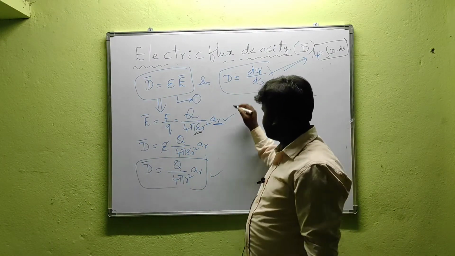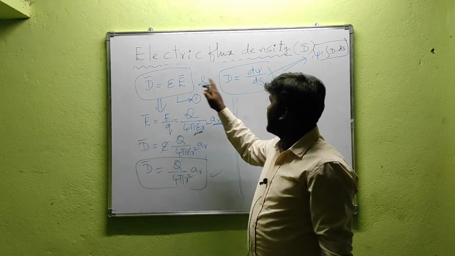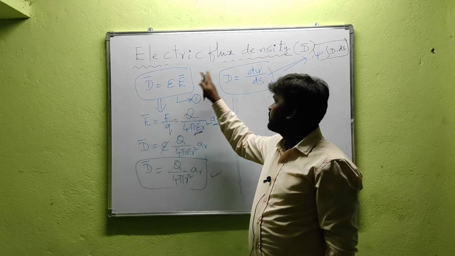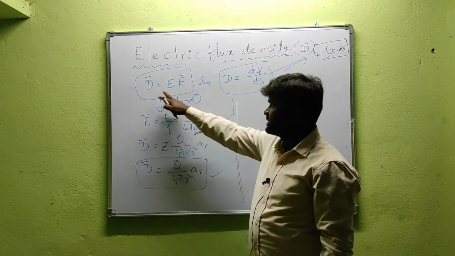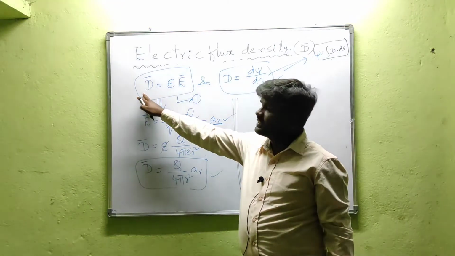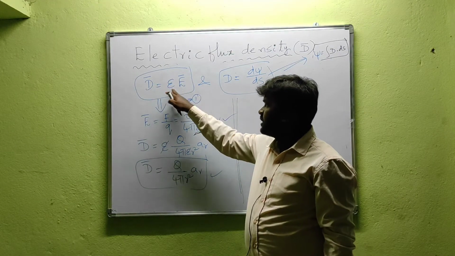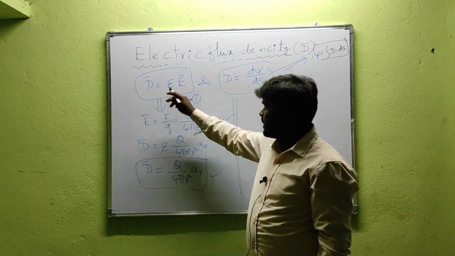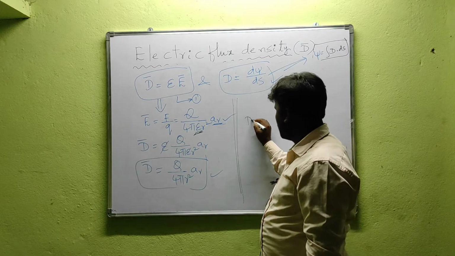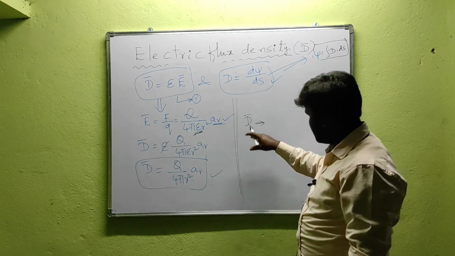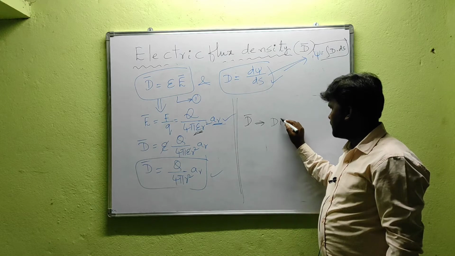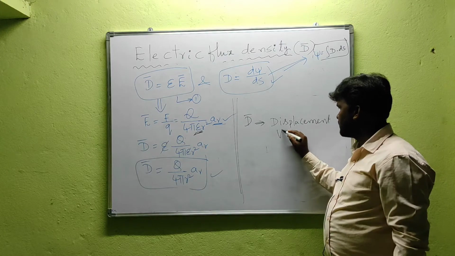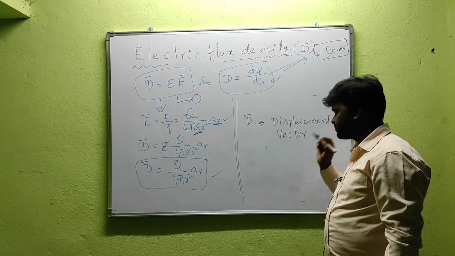So this is about the definition of D in terms of flux and in terms of E. Flux per unit surface area is nothing but electric flux density. D can also be defined as epsilon times the electric field intensity. Another name for electric flux density: D is also called the displacement vector.